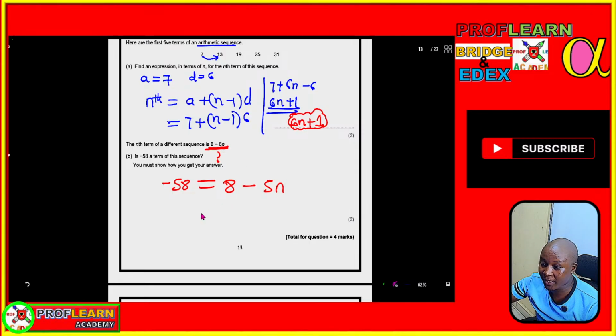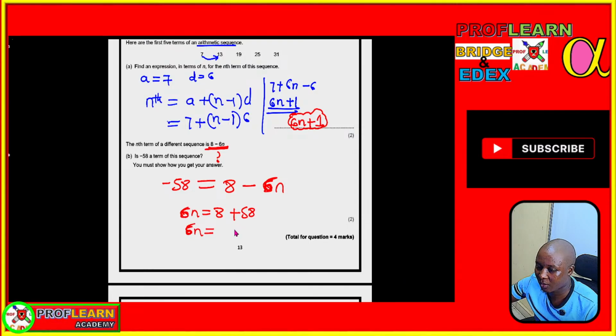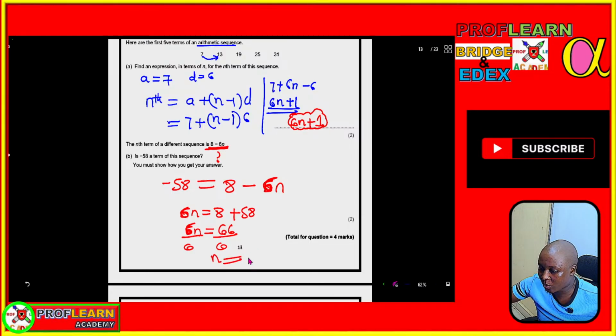Okay, so if we try to make n the subject of the formula here and find the value of n, we are going to rearrange. We shall have 5n is equal to 8 plus 58. No, it's 6n rather, not 5. I was also almost messing this up. 6n here, and this is going to be 66. If you divide by 6, you are going to get n is equal to 11.